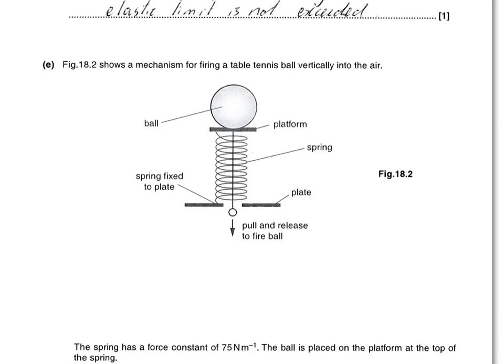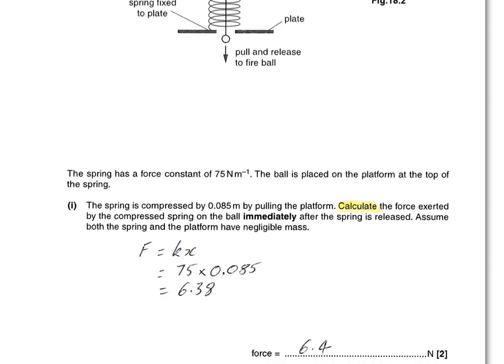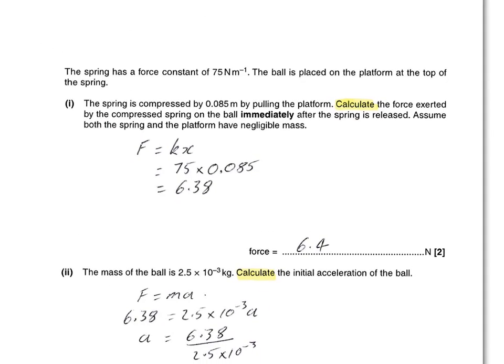Part E then is actually half the question. It's a great little question about a table tennis ball launcher. It says that the diagram shows a mechanism for firing a table tennis ball vertically into the air. So we've got a platform with a spring, and we just pull down on there, compress the spring and release, and off it goes. We're given information about the force constant, 75 newtons per metre, and it's compressed by that much, and we've got to calculate the force exerted by the compressed spring on the ball immediately after it's released. Assume both the spring and the platform have negligible mass.